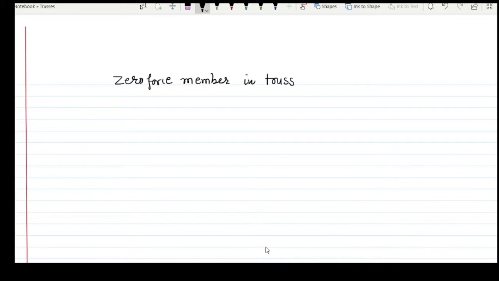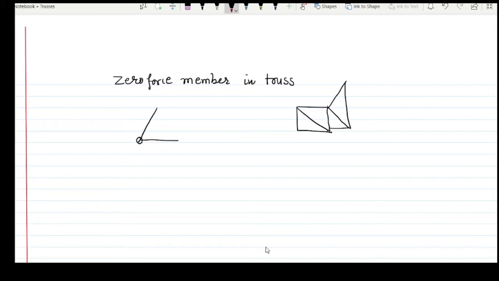Especially in trusses, there are two types of situation where a member is not actually participating in load bearing, and we call this member a zero force member. One situation is that we are having a joint where only two members are connected and no additional force is acting. For example, if you are having a truss in this way where multiple members are connected and you have to identify the forces in a particular member.